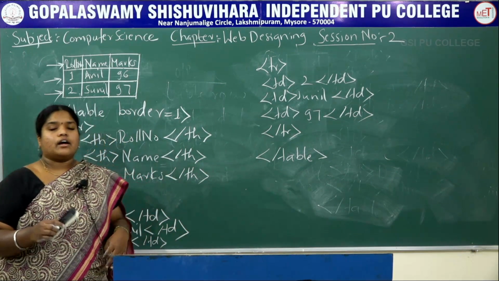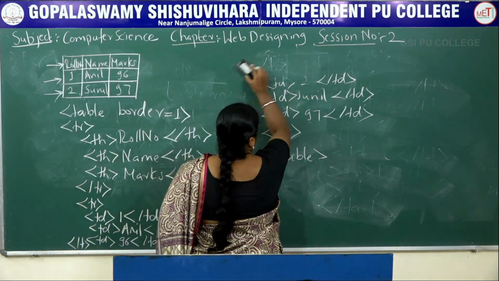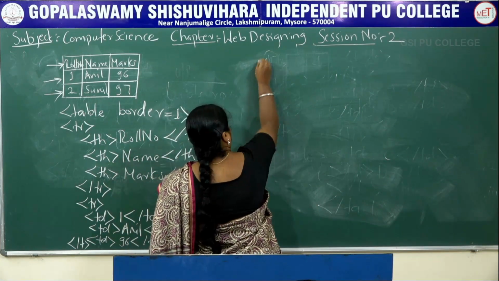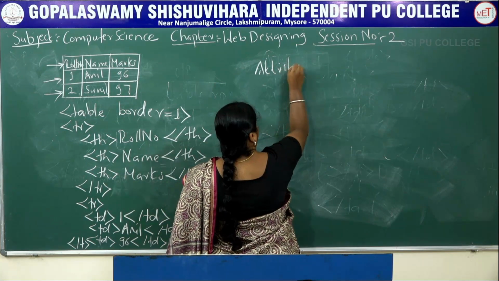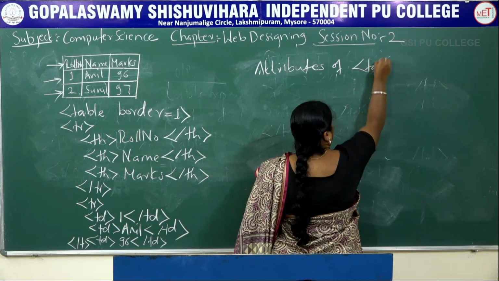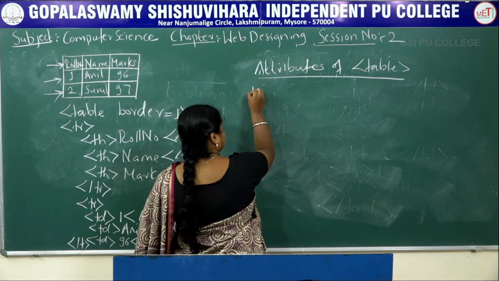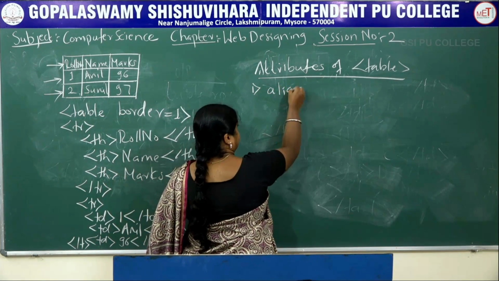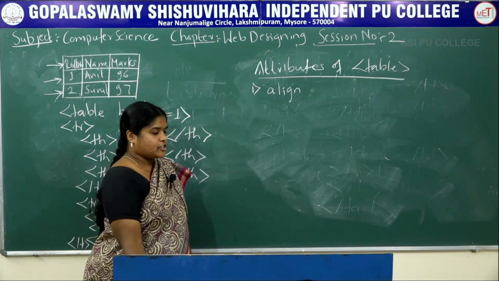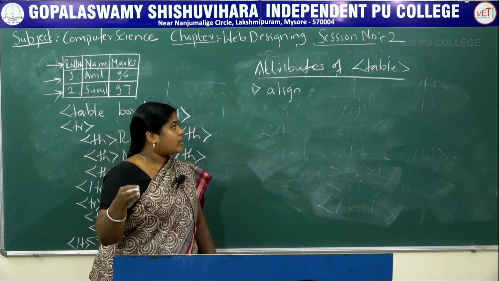Now if you consider a table, there are a number of attributes that come for the table tag. Let's see what are the attributes of the table tag. The first attribute is align. So for align, as you people know, there are 3 different alignments. It can be either left, right, or center.